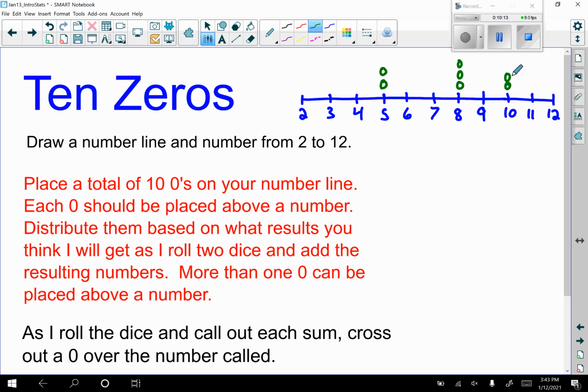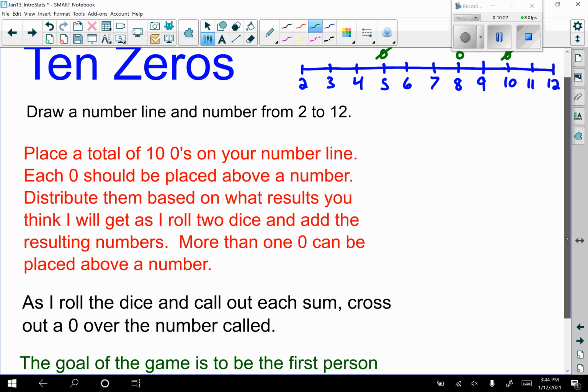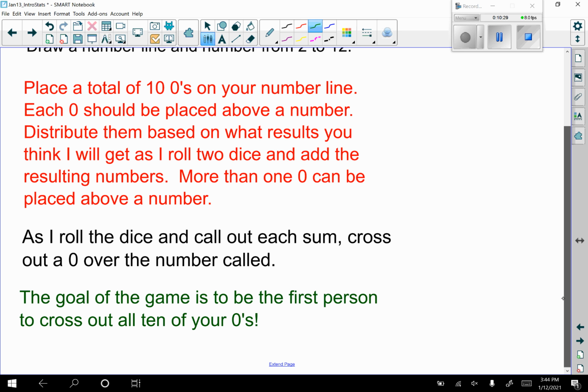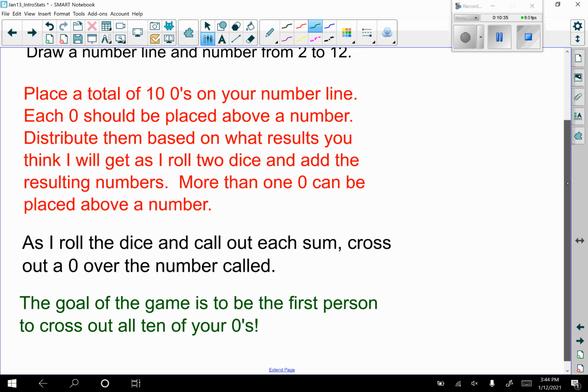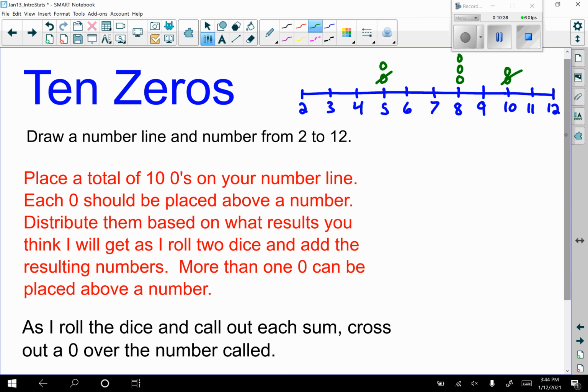And then whoever is going to roll, you just cross it out. So if they roll a sum of 5, you would cross that out. If there was a roll of 10, you would cross that out. And you go until all your zeros are crossed out, and then you win the game. So it's kind of like dice bingo. We're going to do this in class. The goal of the game is to be the first person to cross out all 10 of your zeros. So have fun with this. Let me know if you have any additional questions on this activity.